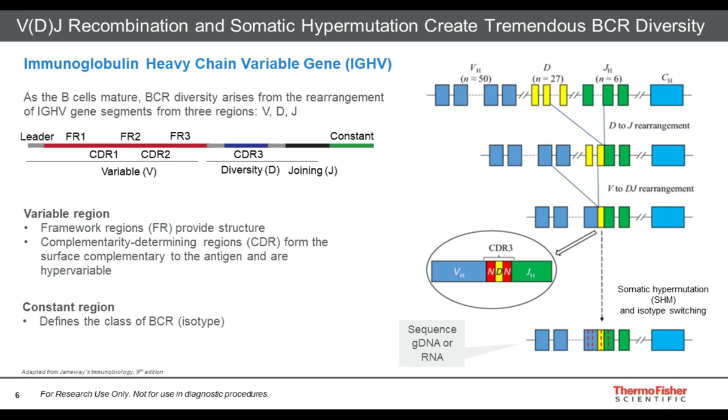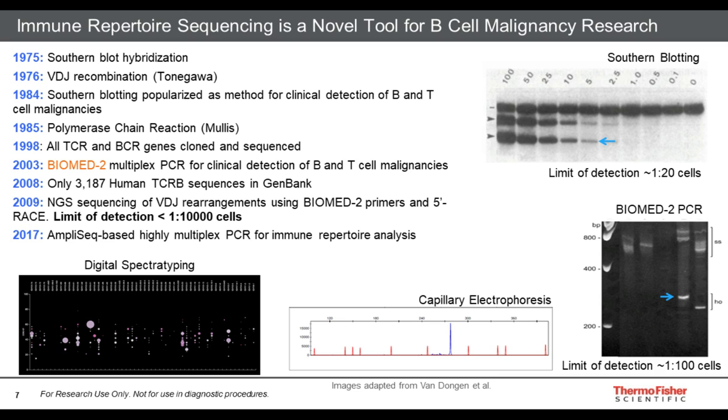IGH chain, you'll note there are FR or framework and CDR regions of the rearranged IGH chain. The CDR regions form loops that directly interact with antigen and play a primary role in determining the antigen specificity of the receptor, while the framework regions provide structural support. And it's been recognized by the field for quite some time that this IGH rearrangement is really an ideal target for tracking B cells of interest.